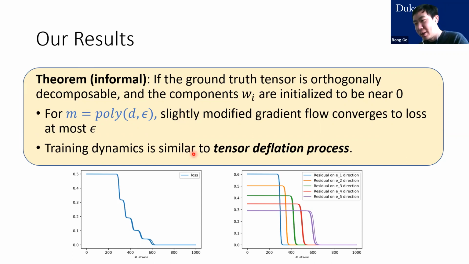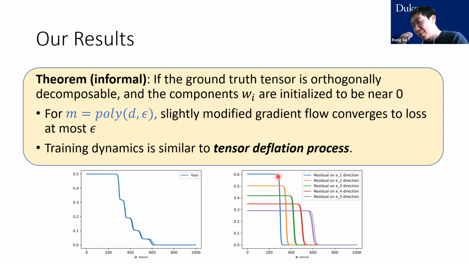This is an experimental training plot for a ground truth tensor with 5 components. These 5 components have different norms. As you can see, what happens in training is that there are clearly stages of training where you decrease the loss very fast, and there are exactly 5 stages. These 5 stages basically correspond to the 5 components in the ground truth teacher tensor. In this case, we are just having the ground truth components in the first 5 basis directions. These different colors are the residuals in these different directions.